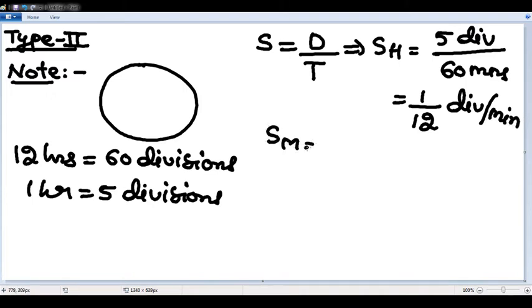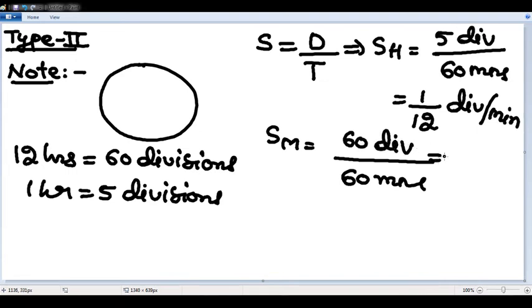Speed of minute hand. If I take the same time, 60 minutes, in every 1 hour our hand will go 5 divisions. If you see your watch, every 1 minute the minute hand will go 1 division. So this is 60 divisions per 60 minutes, it is 1 division per minute, right?